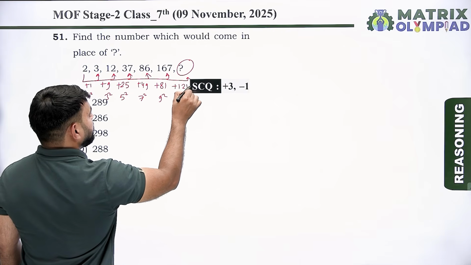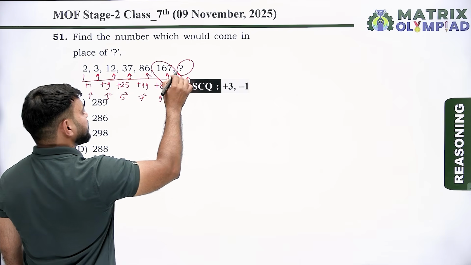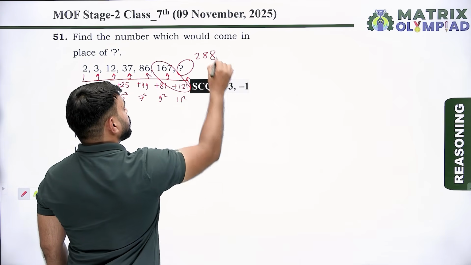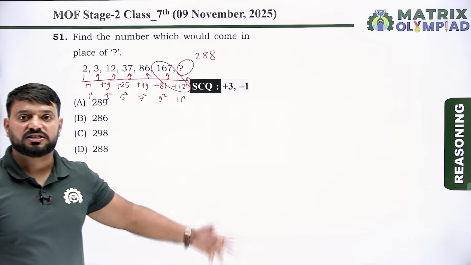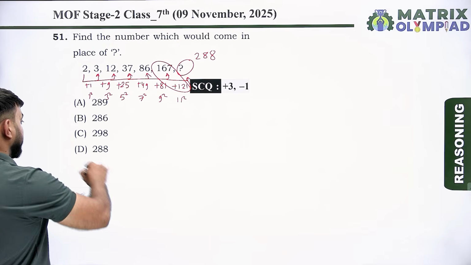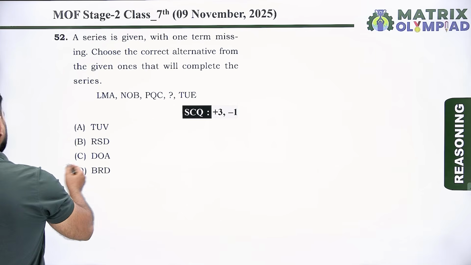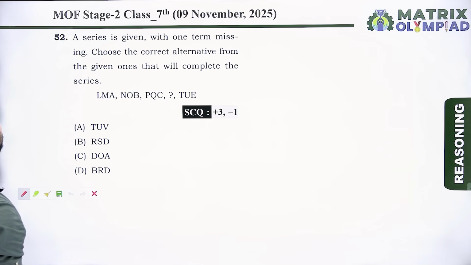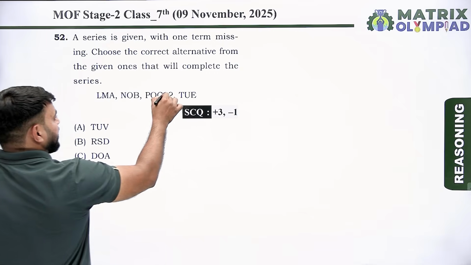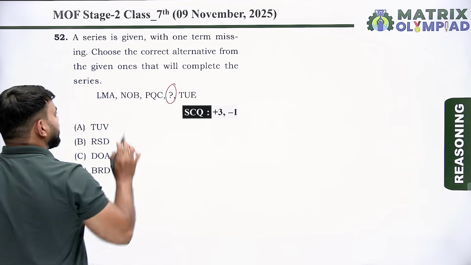So adding 121 in 167, then we get 288. So 288 is the next number of given number series. So here option D is the correct answer. Let's move on to the next question. So now next question is question number 52. Find the missing term of given letter series.